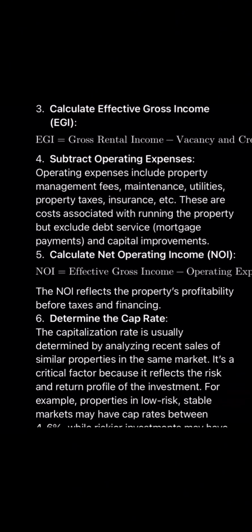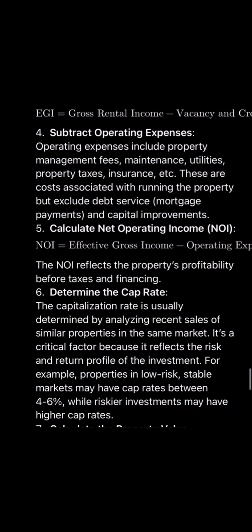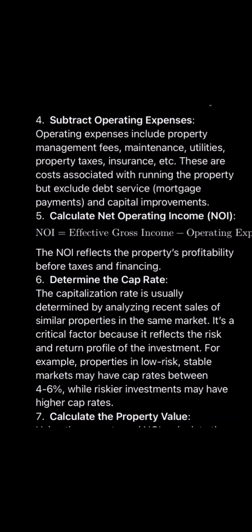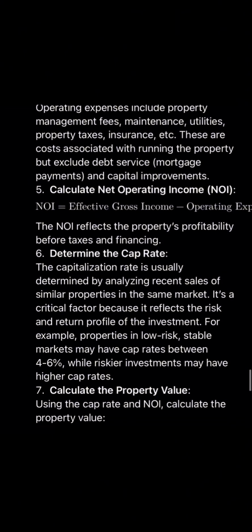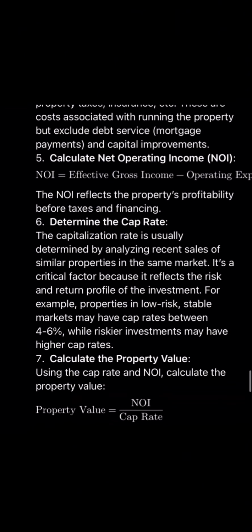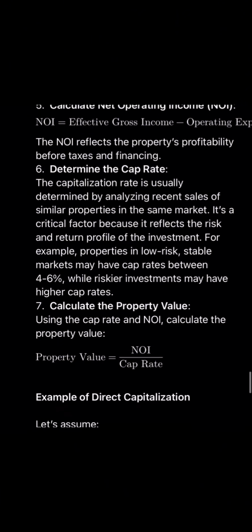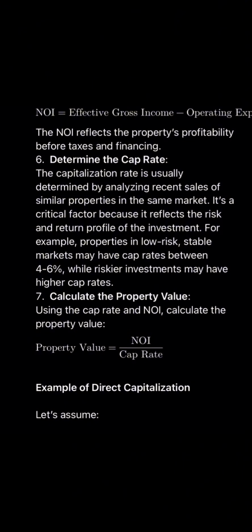4. Subtract operating expenses. Operating expenses include property management fees, maintenance, utilities, property taxes, insurance, etc. These are costs associated with running the property, but exclude debt service, mortgage payments, and capital improvements. 5. Calculate net operating income: NOI = effective gross income - operating expenses. The NOI reflects the property's profitability before taxes and financing.